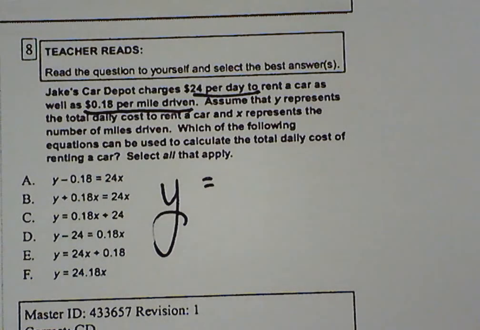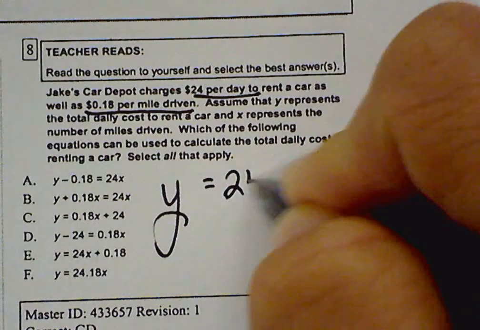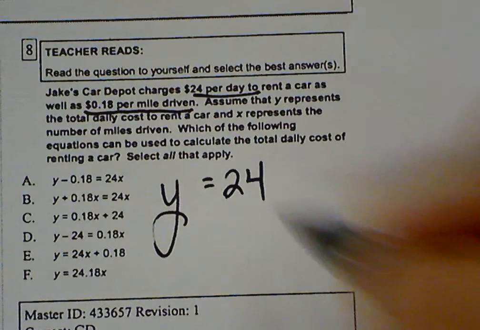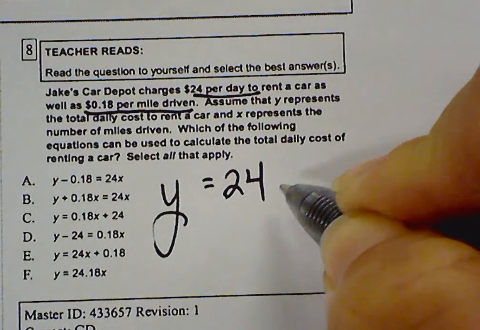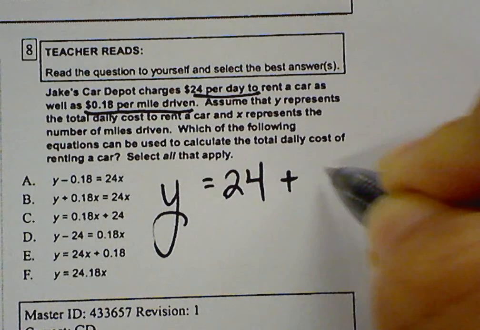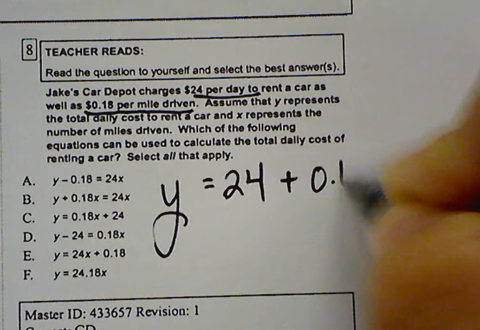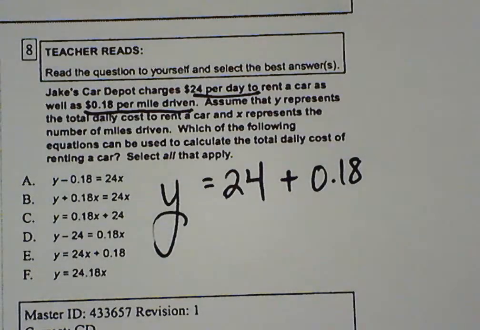What kind of equation is this? Linear. Okay, if I want to know how much I have to pay, how much do I have to pay? You have to pay a $24 flat fee, and then 18 cents times every mile driven. Do you see how this is y equals mx plus b?